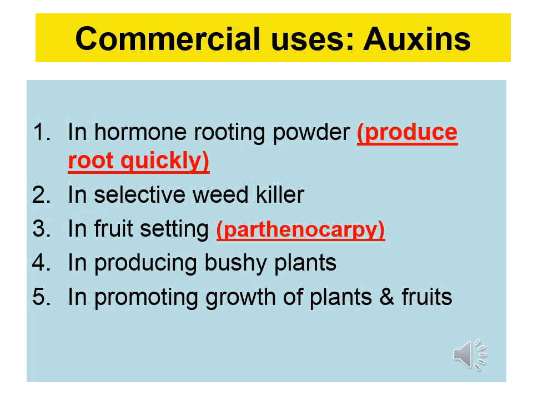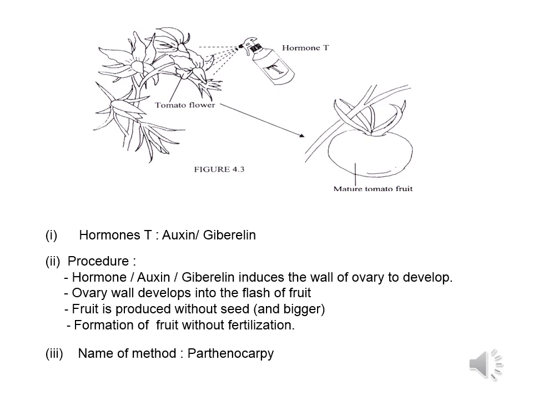Okay, this is the commercial uses of oxygen. Hormone rooting powder to produce root quickly, selective weed killer, fruit setting, parthenocopy, producing bushy plant and promoting growth of plant and fruit. Okay, this is how the hormone oxygen or ghrelin used in parthenocopy. Okay, hormone such as oxygen and ghrelin induce the wall of ovary to develop. So ovary wall develop into the flesh of fruit. Fruit is produced without seed and formation of fruit without fertilization. The name of method is called parthenocopy.